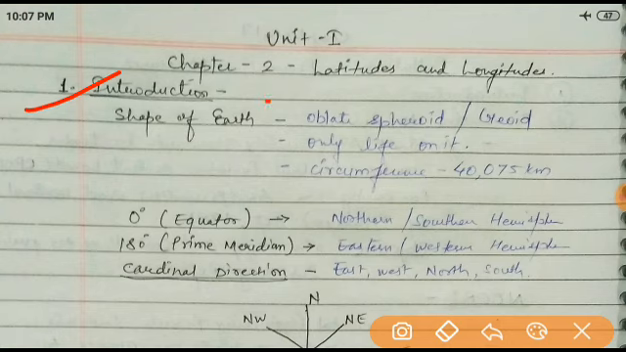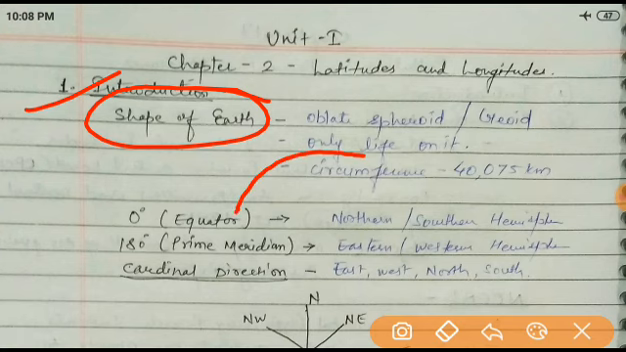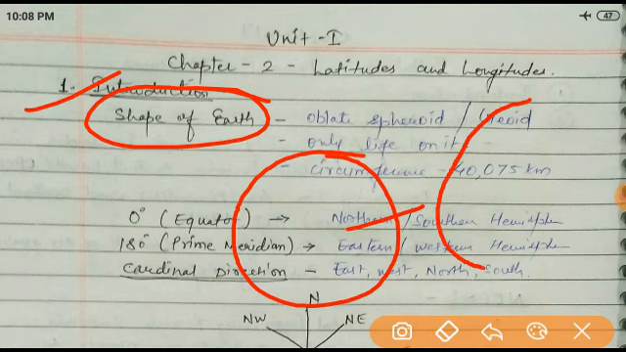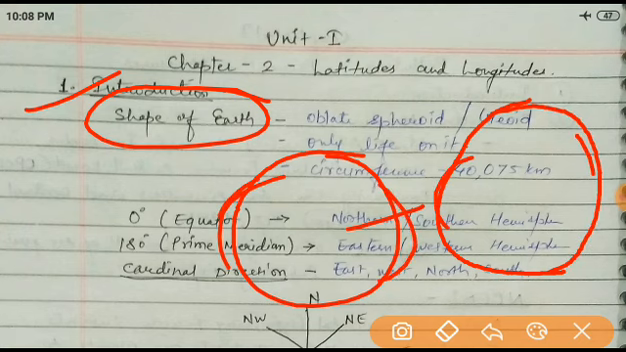First of all, you have to understand what the shape of the earth is. If you see the structure of the earth, it is like a circle, but it is not actually a circle. Why? Because it bulges from here and it is flattened from here. That's why the earth's structure is not accurately a circle.